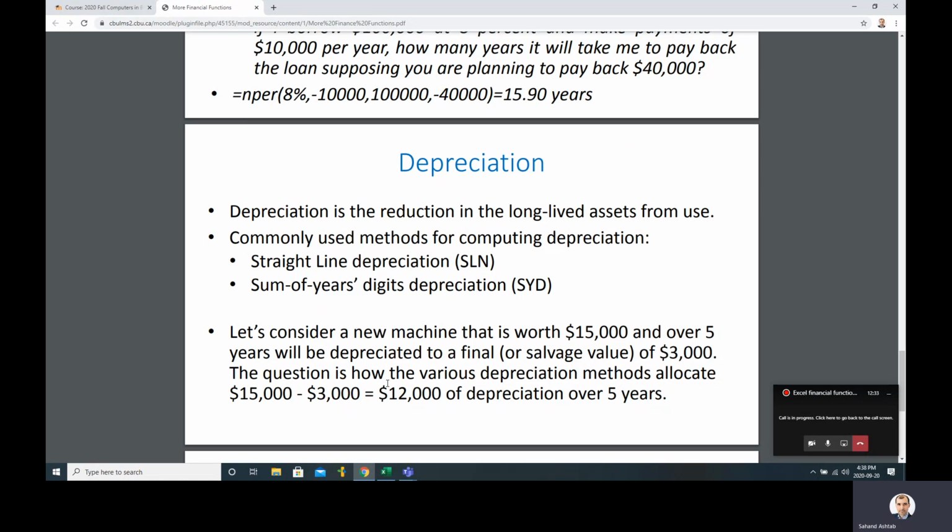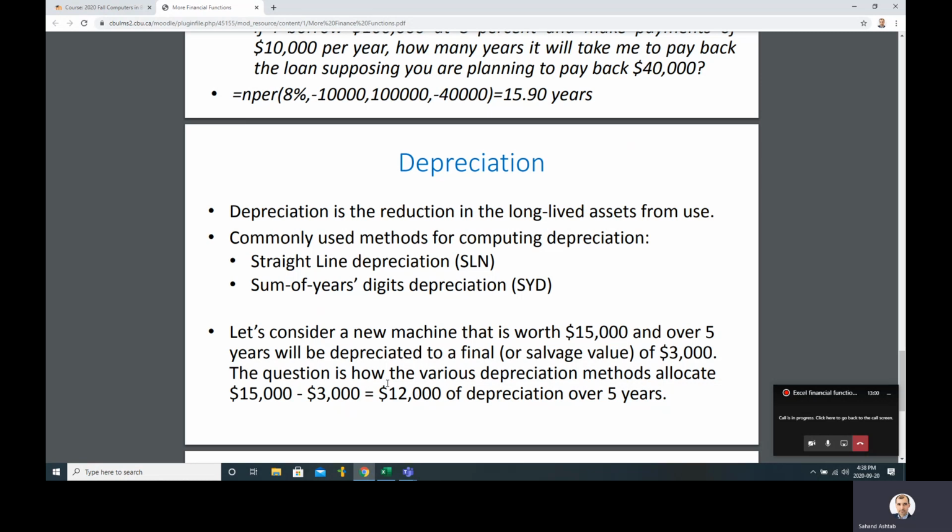There are different formulas for calculating depreciation. We're going to look at two of them. One is straight line depreciation, or SLN, which is also the function in Excel. With straight line depreciation, we are assuming that the amount an equipment or a machine is depreciated is the same amount across all years.